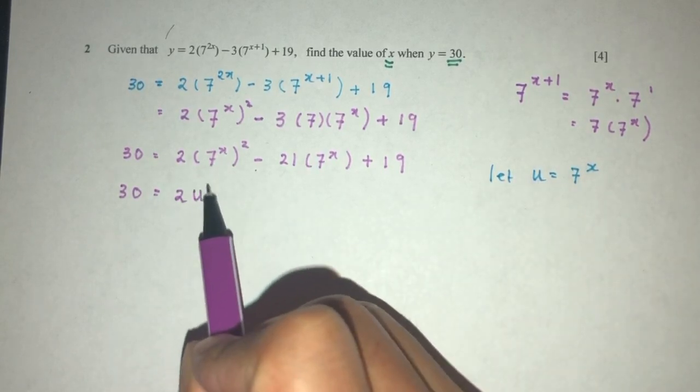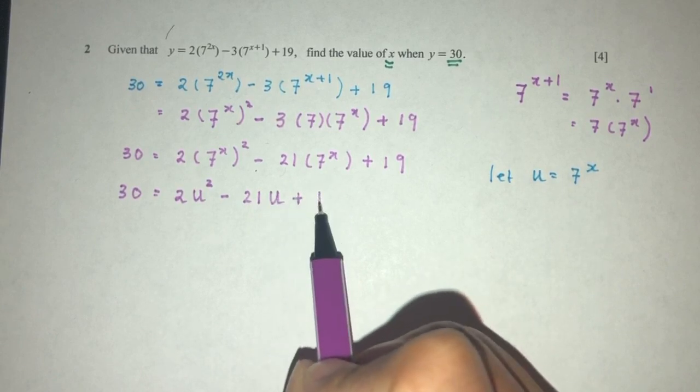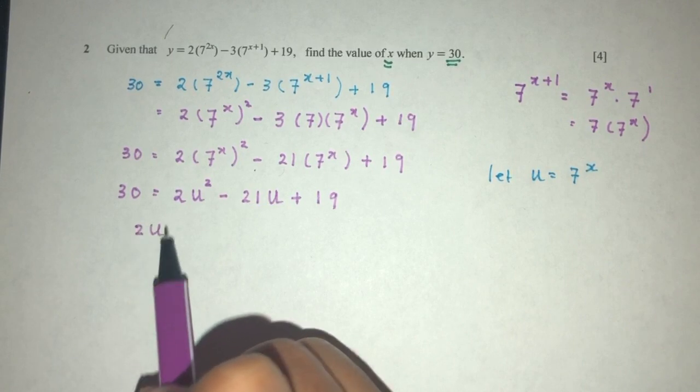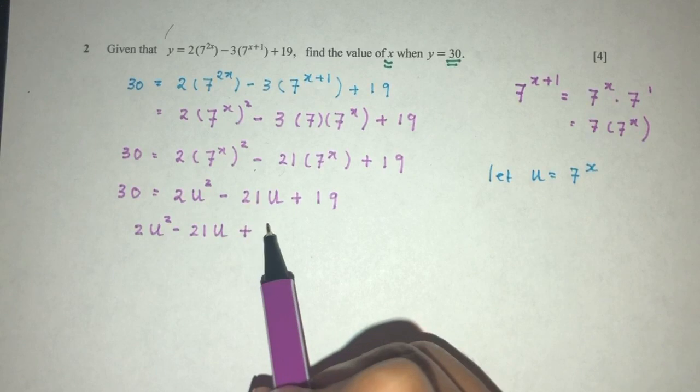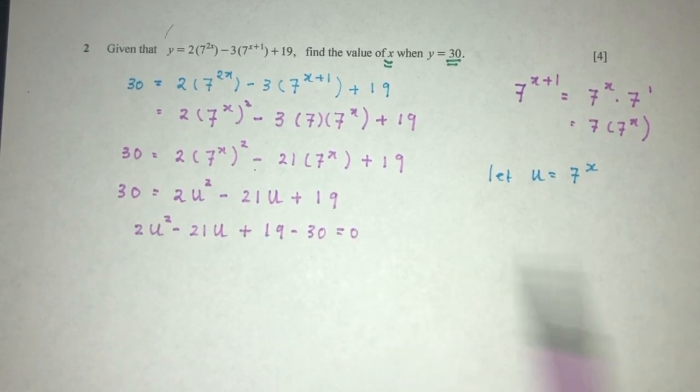That will be u square, minus 21, this is u, plus 19. Now let's rearrange. Send everything to one side. You will have 2u squared minus 21u plus 19 minus 30, right? That will be 0. Now simplify.